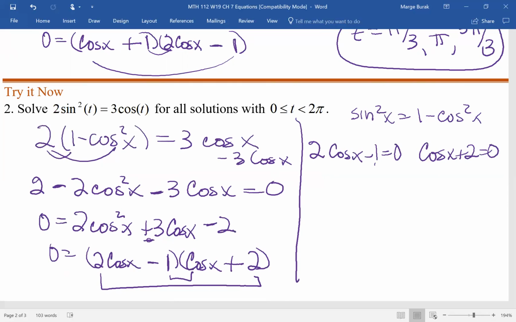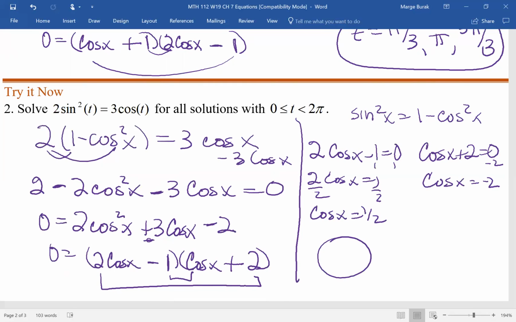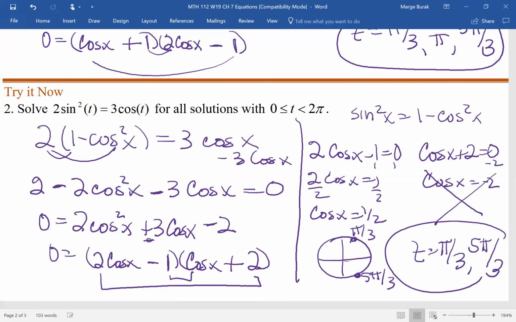And then we'll solve these by putting the 1 there, dividing by 2, and this one will just minus the 2, so cosine x equals -2. Okay, so on this one, cosine is positive. That's over here. It's 1/2, so again, we're high, and that's looking like pi over 3 and 5 pi over 3. And this guy, you're not going to have a cosine greater than 1 or less than -1. So the answers would be pi over 3 and 5 pi over 3.